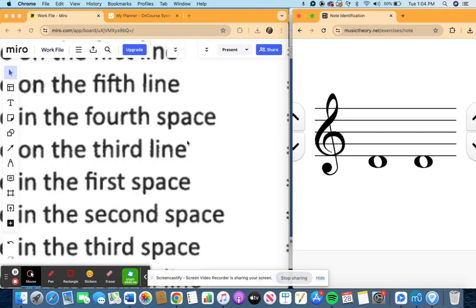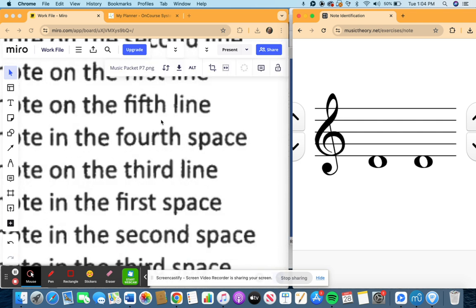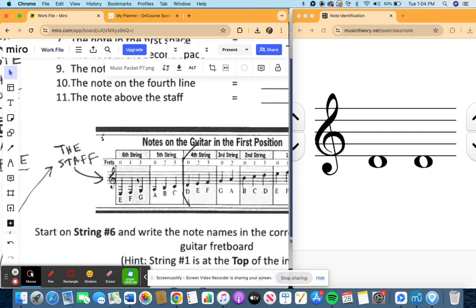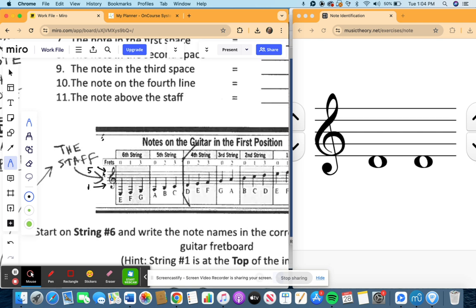Look at the next one. If I can zoom in, there we go. The note on the second line. Now, the staff has 5 lines, but we number them from the bottom up. So the bottom line is number 1, 2, 3, 4, 5. It's not real complicated. Just remember, everything's built from the bottom up. So line 1 is at the bottom. Line 5 is at the top when you're reading notes on the music.